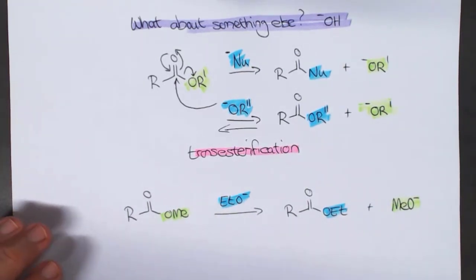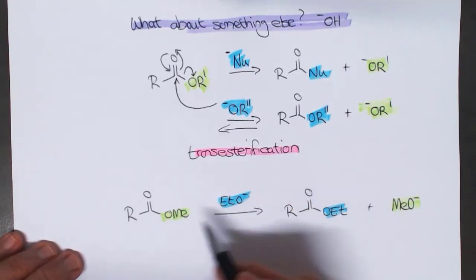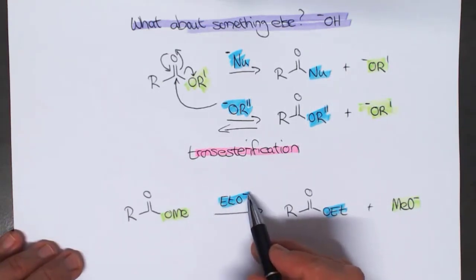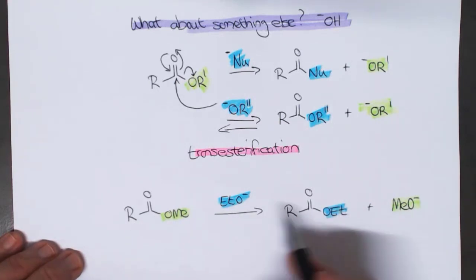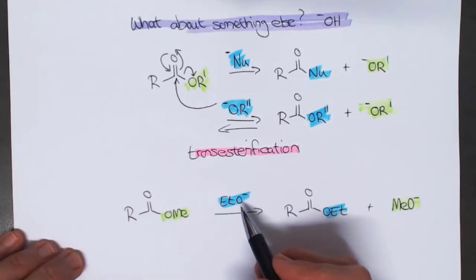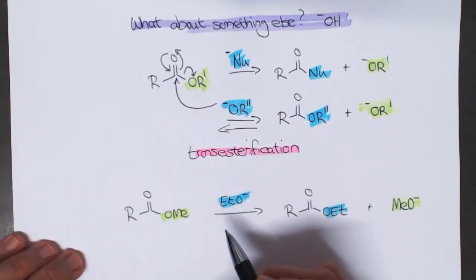And one way to do it is to basically have a huge amount of this. Now remember, this equilibrium is a 1-to-1. So if we've got 10 equivalents of this, we're then going to push this equilibrium to something more like 10-to-1. If we have 100 of these, then we're going to start getting a lot more of that. That could be quite wasteful in terms of reagents.